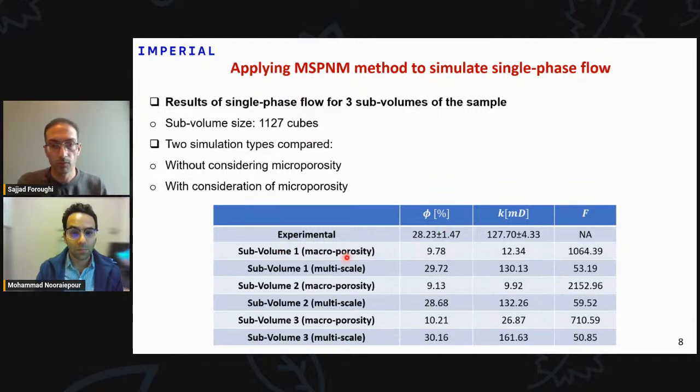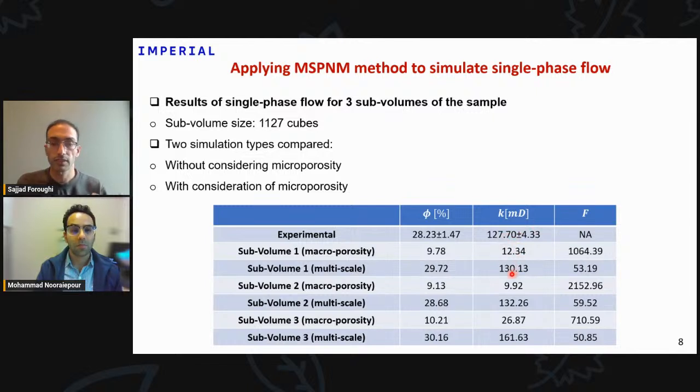Here is subvolume 1. For example, you can see the resolved porosity, and after including the subresolution porosity from differential imaging, this is the porosity from the multiscale pore network. And this is the permeability from the multiscale pore network, and this is the permeability without considering the microlinks. You can see that the permeability is one order of magnitude lower than the experimental value.